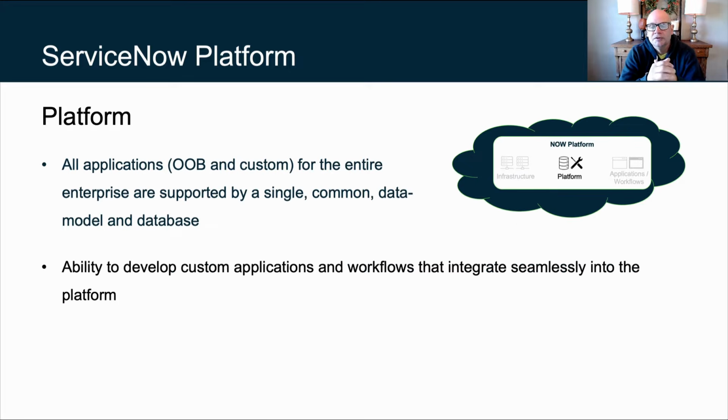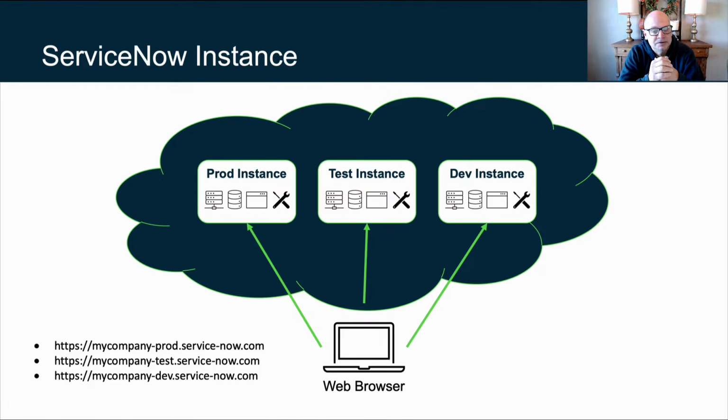The platform also includes an impressive suite of applications that come out of box to provide common IT services. We'll take a look at those apps in just a bit. To access the ServiceNow platform, a company is given one or more URLs that point to their ServiceNow instances. An instance is a full stack deployment of the platform. In most cases, a company will request multiple instances, one for production, test, and development, for example.